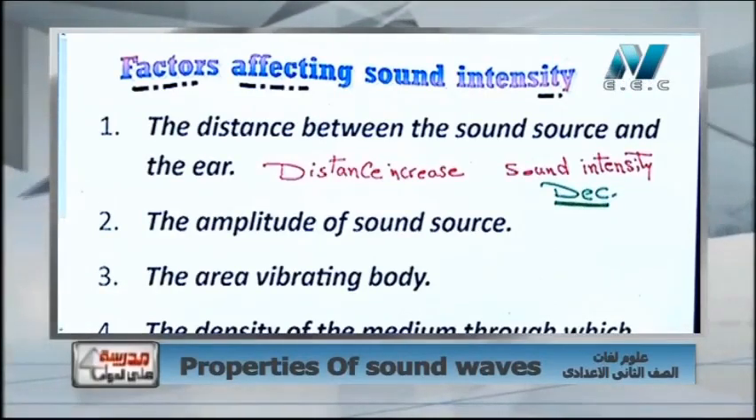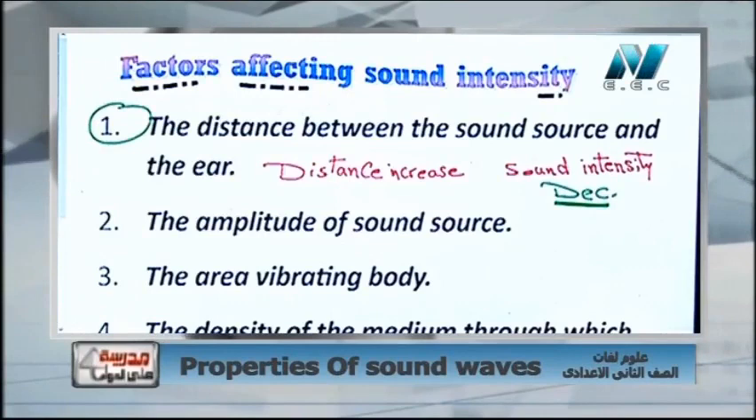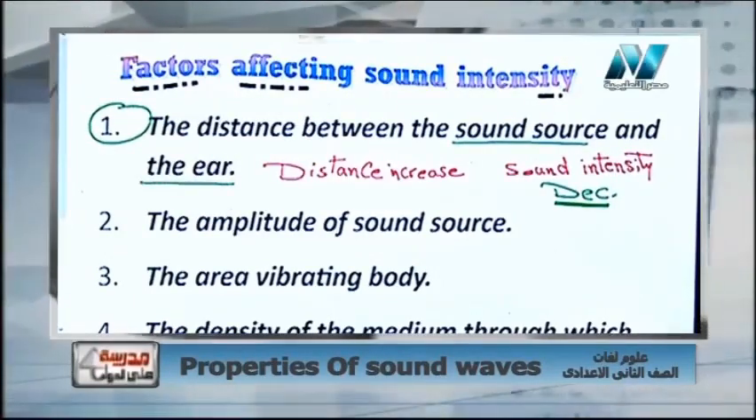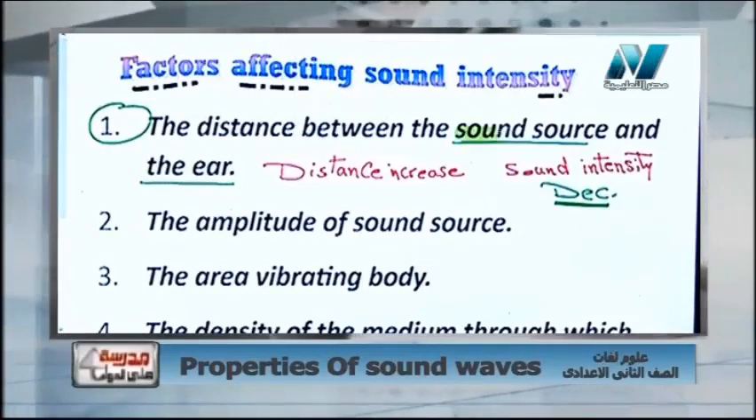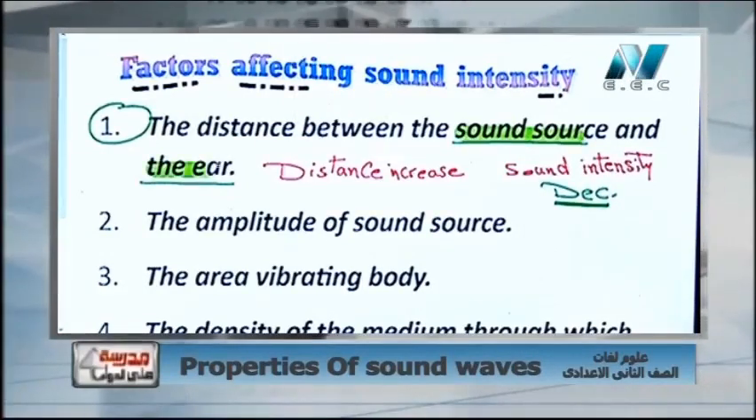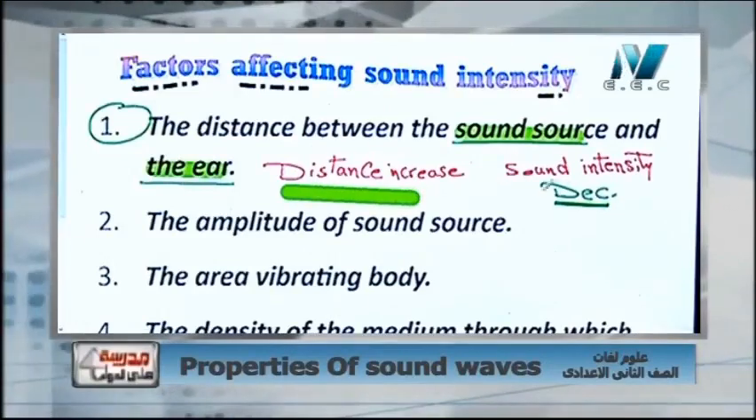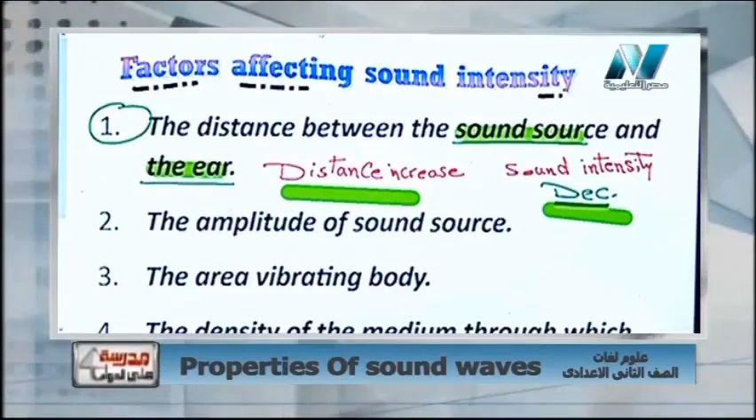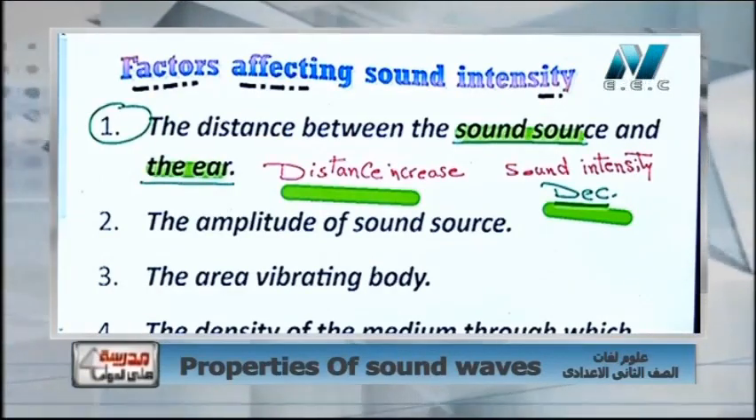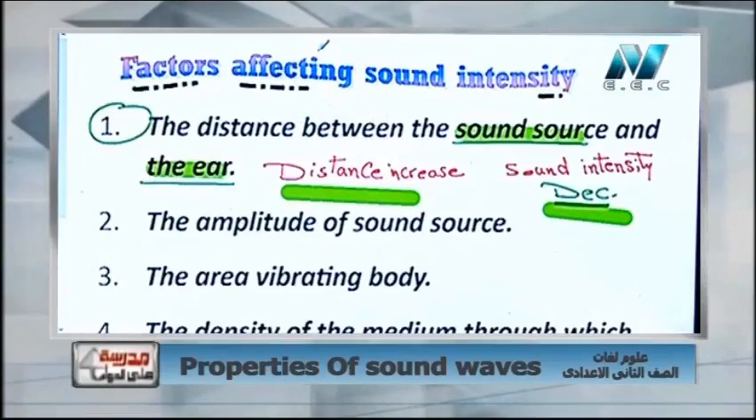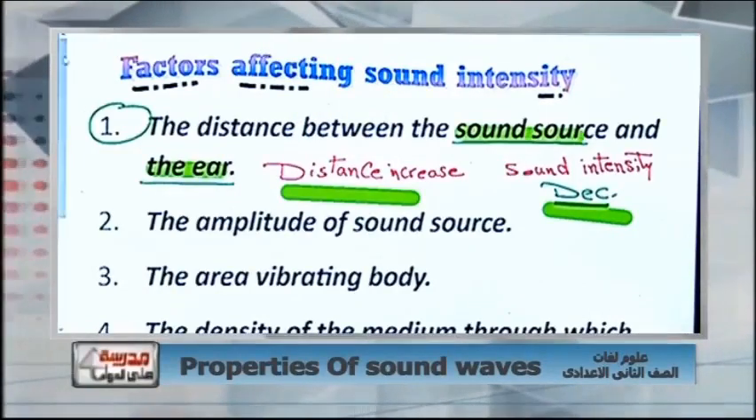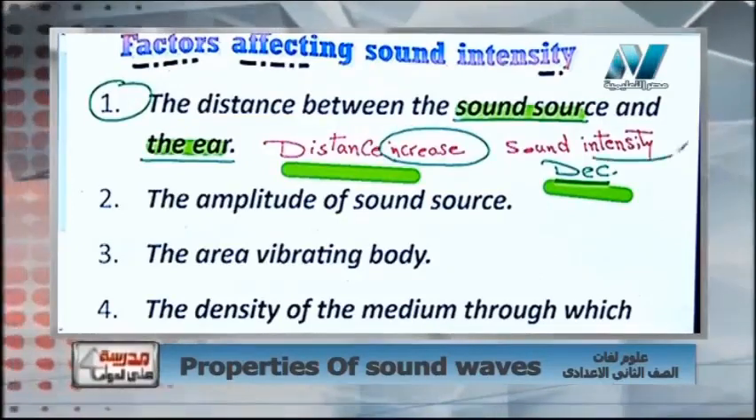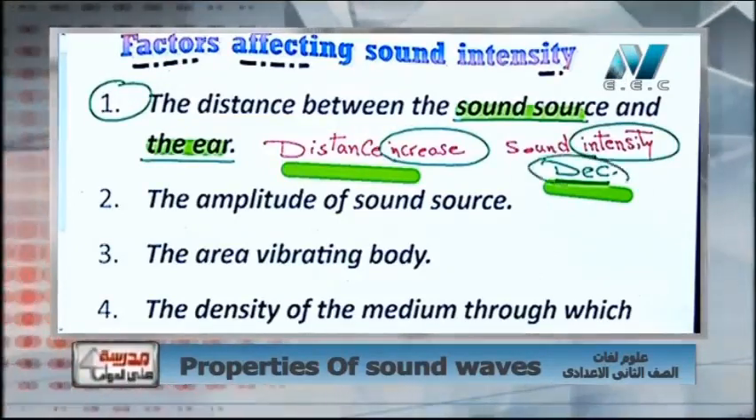So this is the first factor: distance between the sound source and the ear. If the distance increases, the sound intensity decreases. So here the relation is directly proportional or inversely proportional? Surely the relation is inversely proportional. Why? Because when one of them increases, the other, the intensity, decreases.